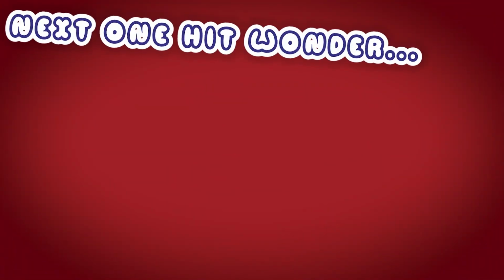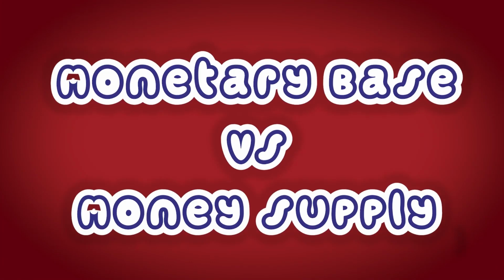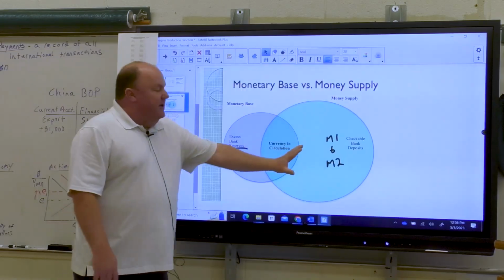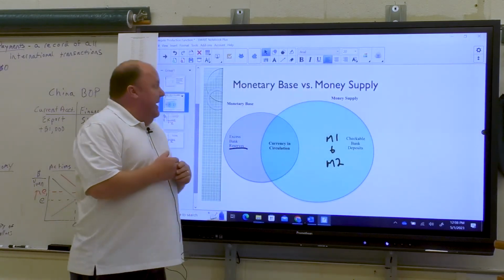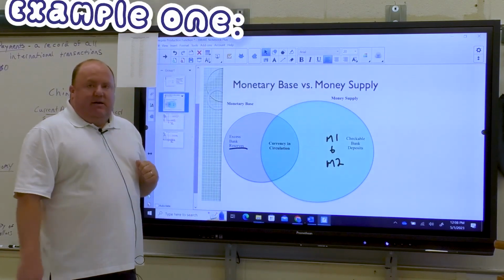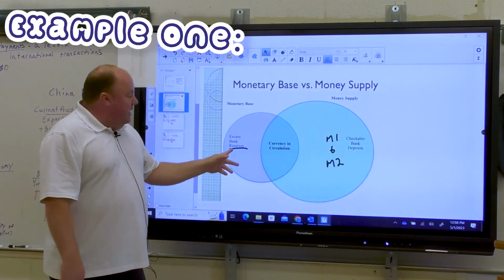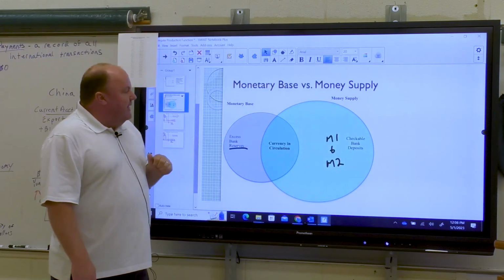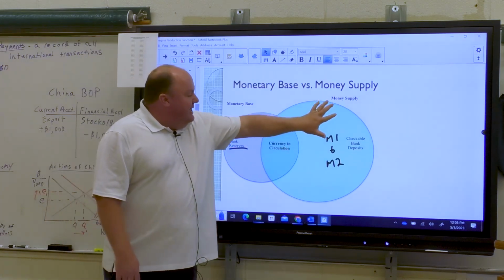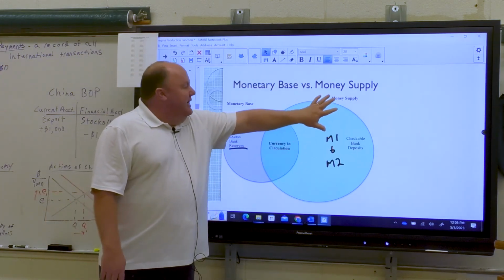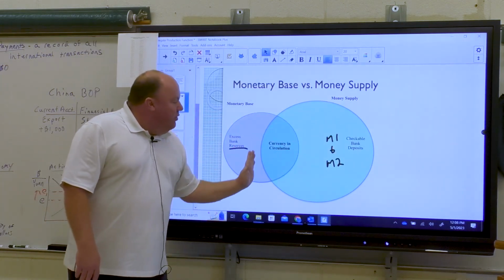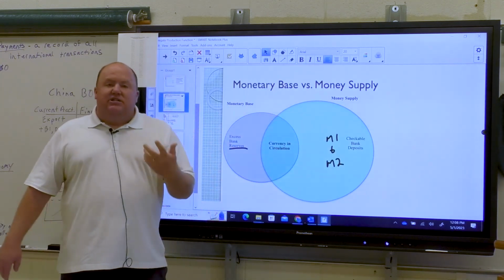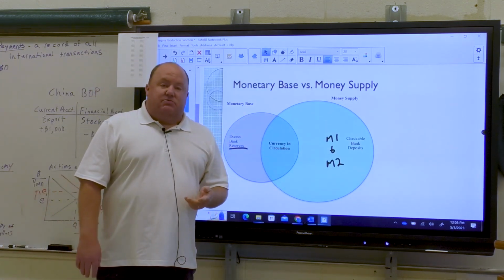The next one, one-hit wonder right here, is the difference between monetary base and the money supply, right? I think it's going to be pretty basic. What goes into the monetary base? That's a very monetary word of reserves. So you kind of see those two together of why it would go right there in the Venn diagram. And then M1, M2 stuff is money supply, and they of course share currency. The reason the money supply is bigger is because of the 1 over R times excess reserves.